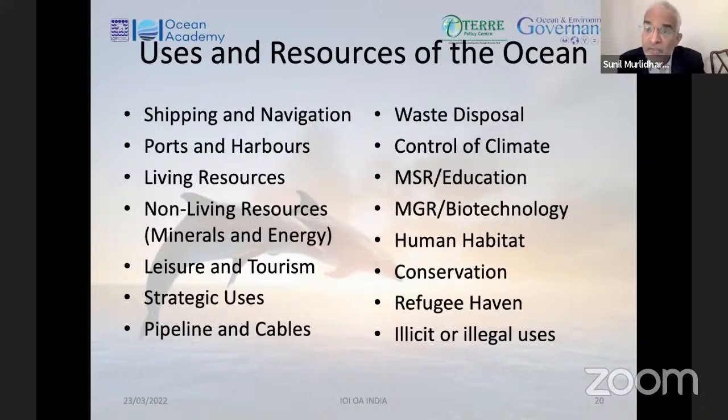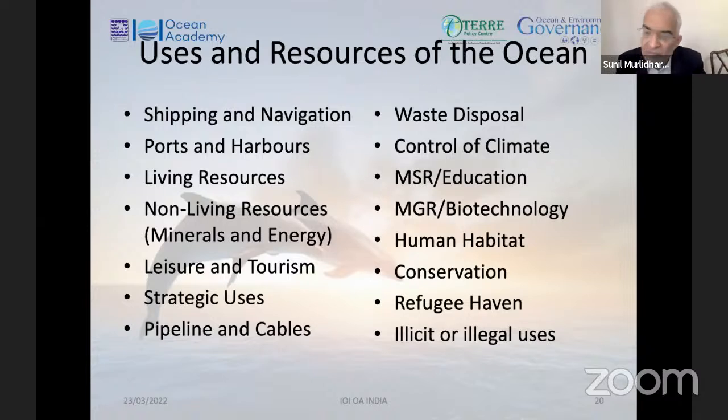Then, of course, strategic uses. Strategic uses are uses related to your maritime strategy, and that is related to your naval uses, really. That means military uses. That would be the broad term for that. And, of course, the Law of the Sea Convention deals a little bit with military activities and a little bit with strategic uses, but the focus is more on what we call civilian use. So that's what my focus would be too.